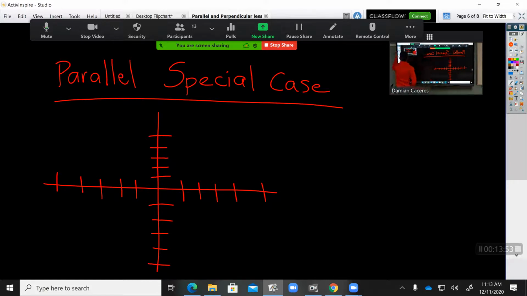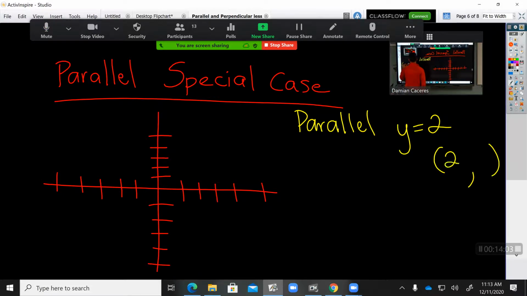Now, you might get a question that says parallel to y equals 2, but goes through point (2, -3). I want to explain to you how you do a question like this, where the equation is the equation of a horizontal line. When there's no x anywhere in the equation, the line is going to be horizontal, perfectly horizontal.